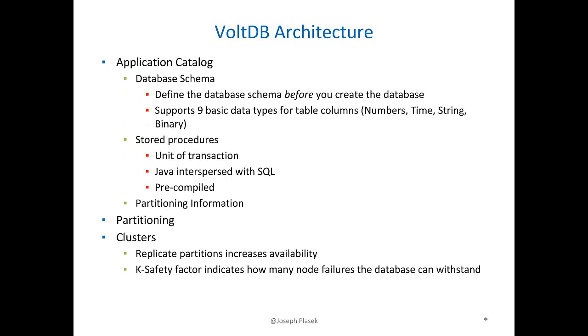The architecture of VoltDB consists of a number of different elements. The first is the application catalog, which has three components: the database schema, stored procedures, and partitioning information. The thing about the database schema is that you need to define this before you create the database, and it supports 9 basic data types for table columns, including numbers, strings, time, and binary.